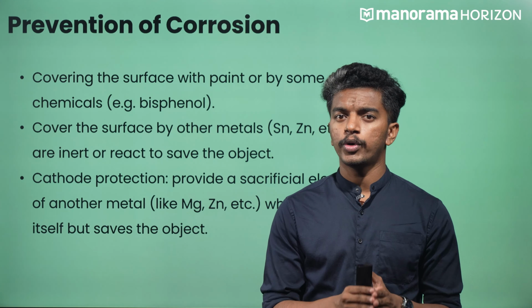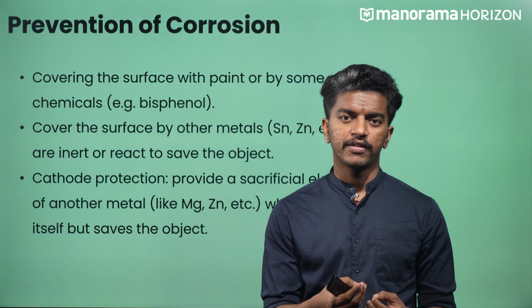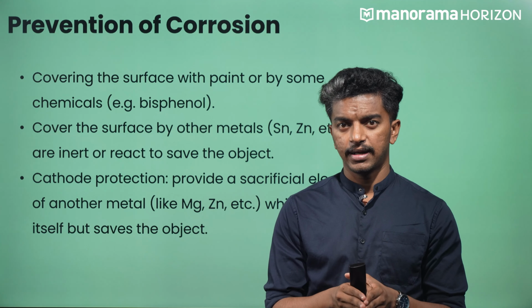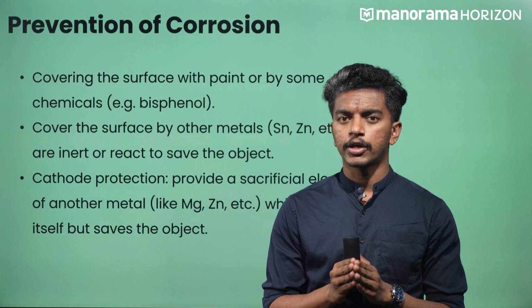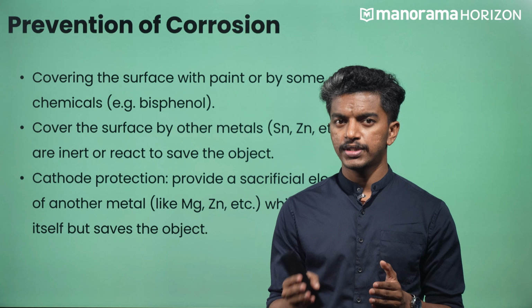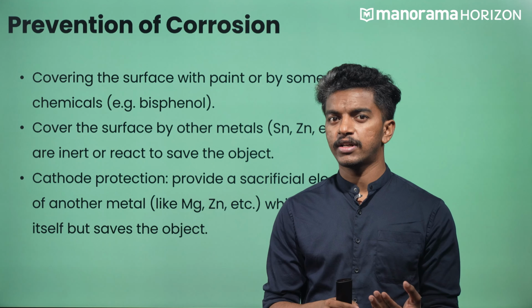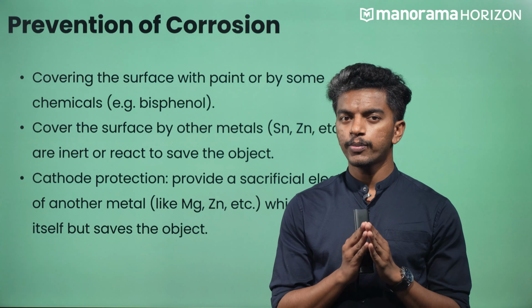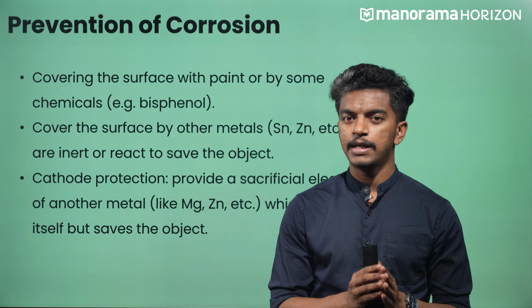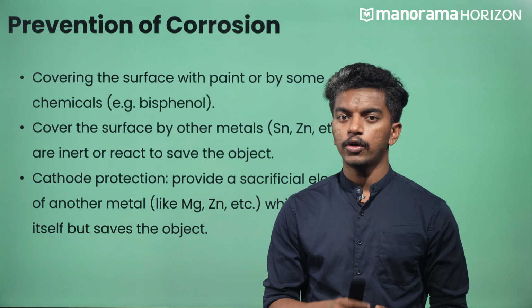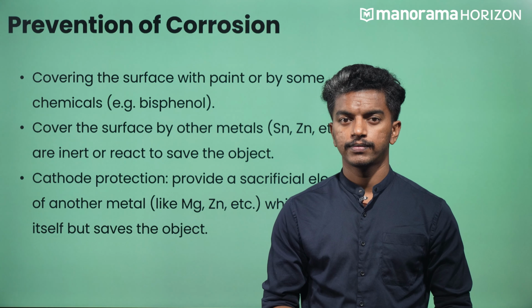Another method is cathodic protection by making the metal surface the cathode of an electrochemical cell. Here, a sacrificial electrode of another metal like magnesium or zinc is corroded and the object will be protected. Cathodic protection systems are most used to protect steel pipelines and tanks and offshore oil platforms.